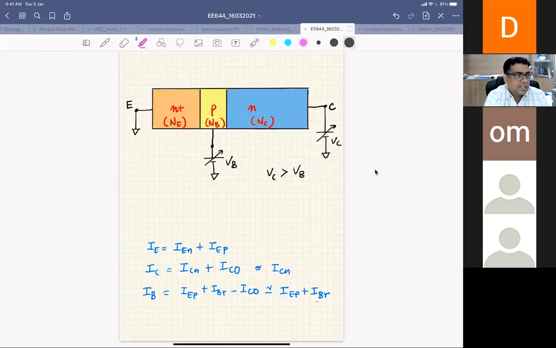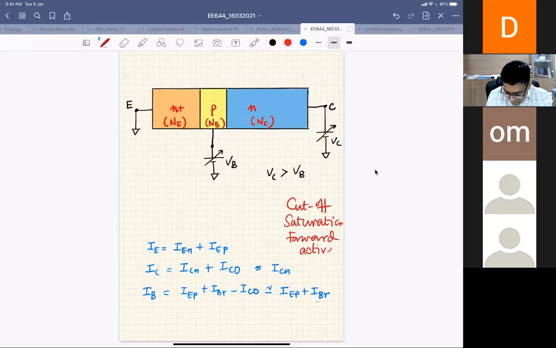That is the most traditional way your bipolar junction transistor works, when the collector base junction is reverse biased and the emitter base junction is forward biased. So just to note down, we had cutoff, the cutoff region, when the base emitter junction is not forward biased. We have saturation when both the junctions are forward biased, and we have forward active when the emitter base junction is forward biased and the collector base junction is reverse biased.